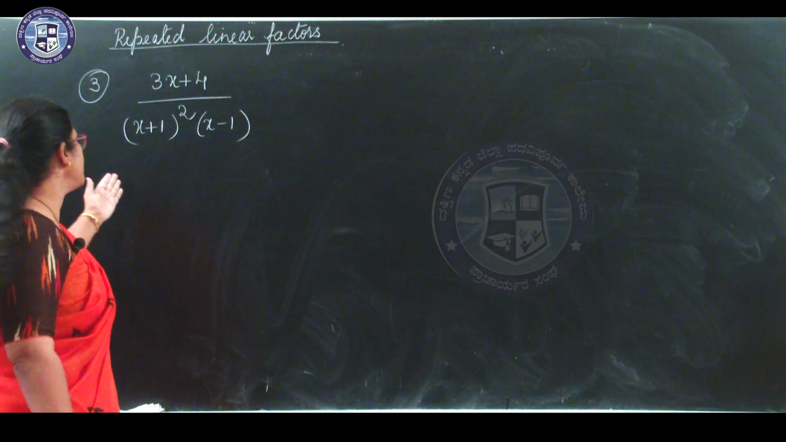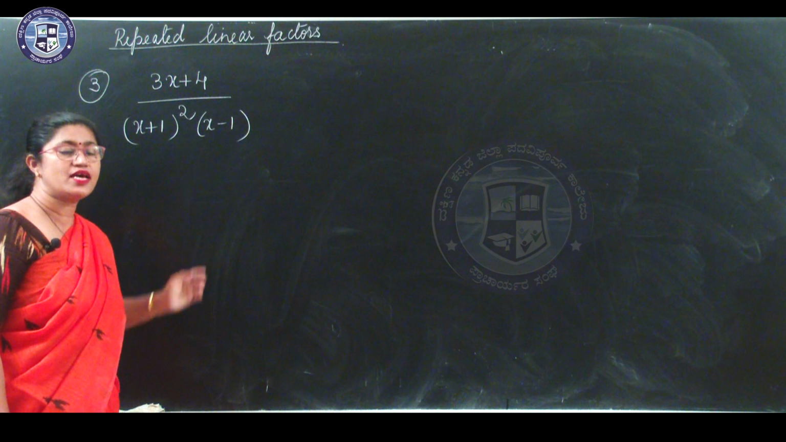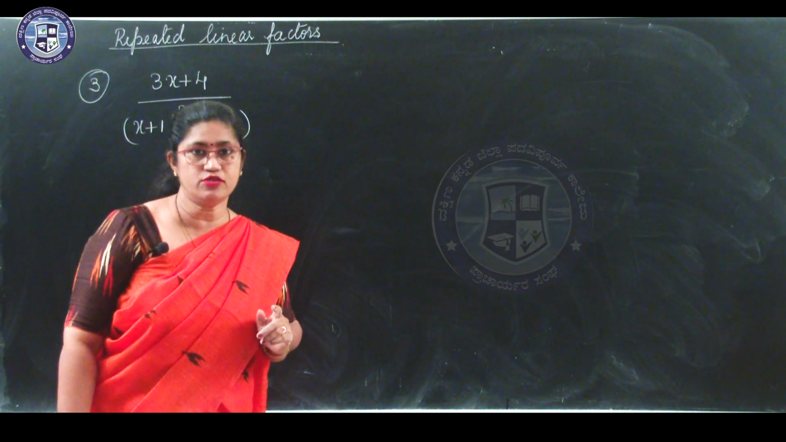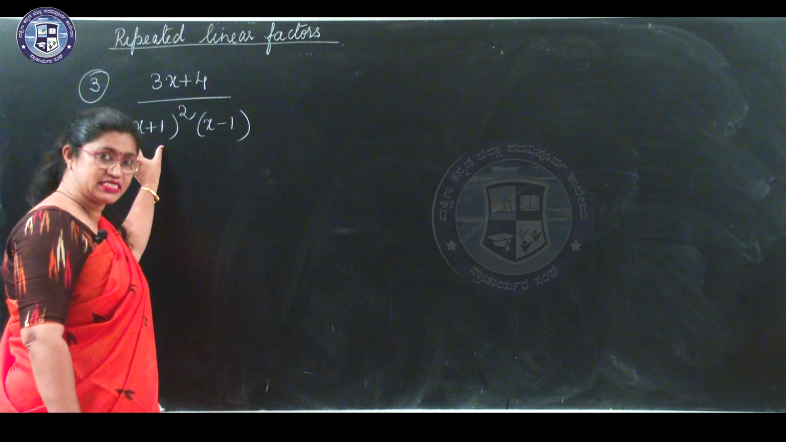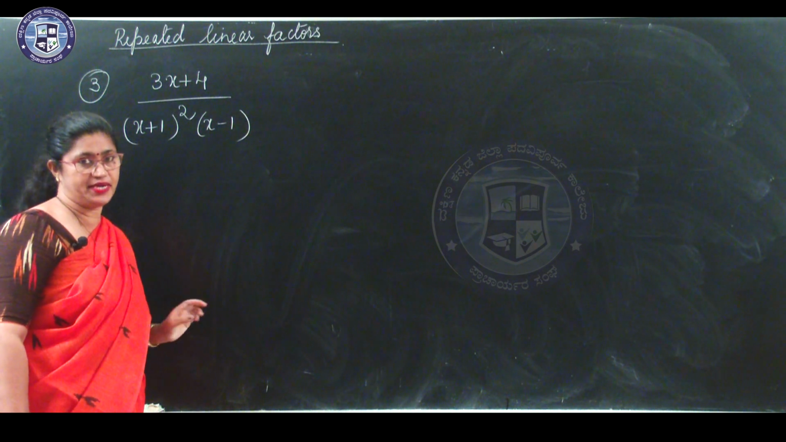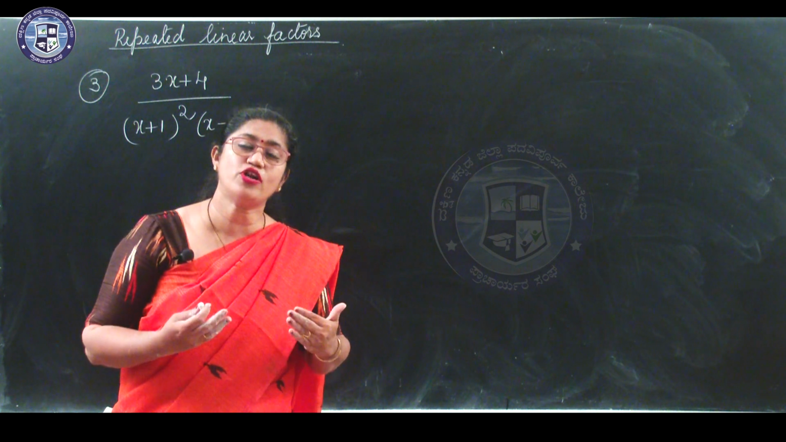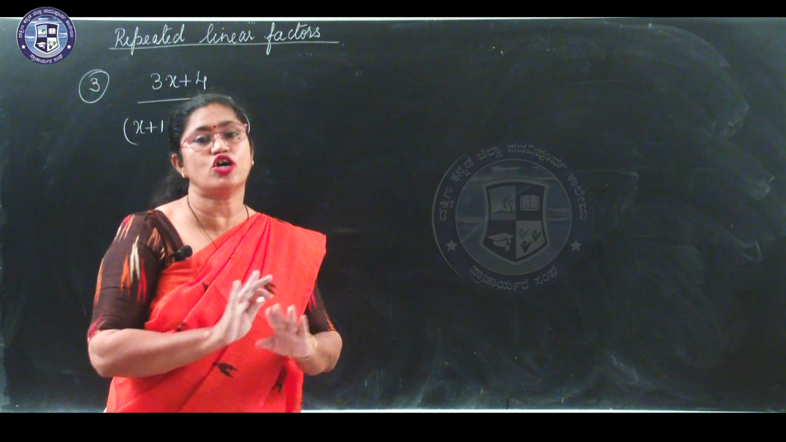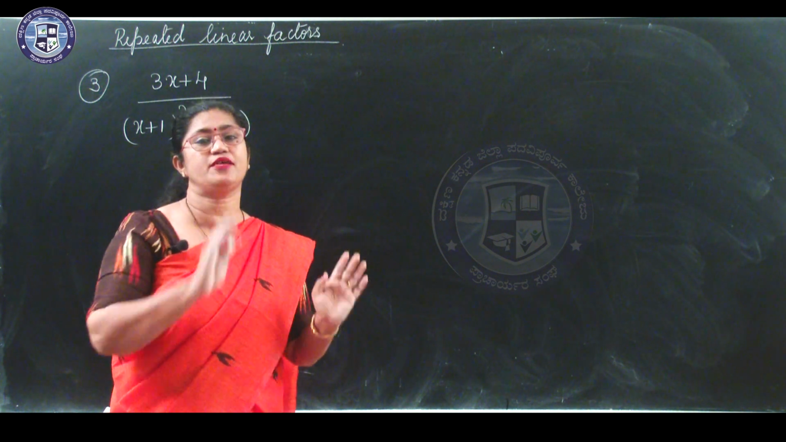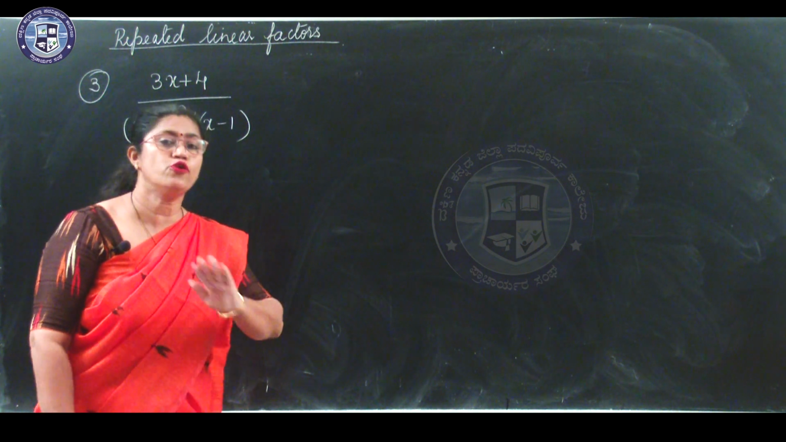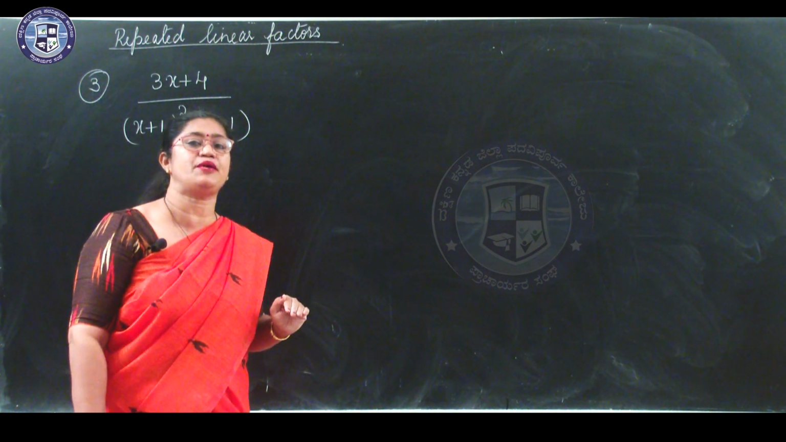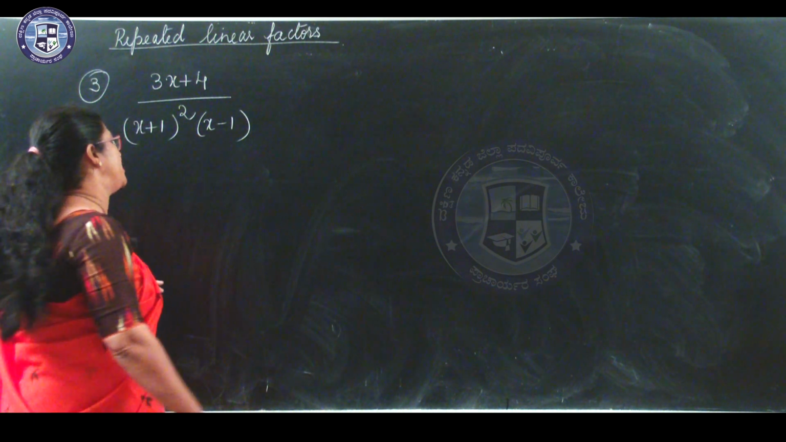3x plus 4 by x plus 1 the whole square, x minus 1. Again you see this factor is repeated and this is not repeated. To follow the same pattern, I will write the non-repeated factor first. It is not a rule. You can start with a repeated factor also, no problem at all, but just to follow the same pattern, I will stick to the same pattern.